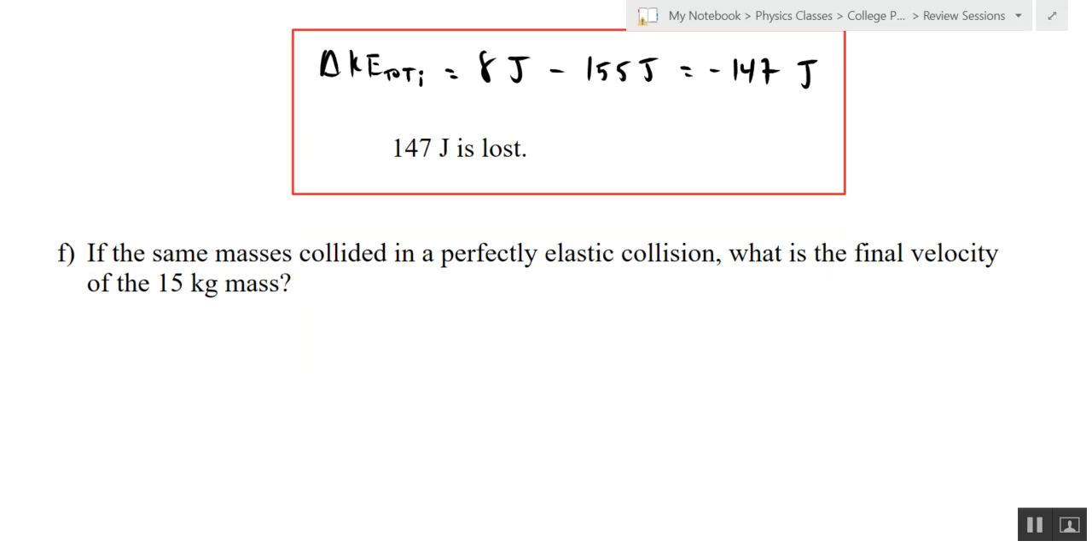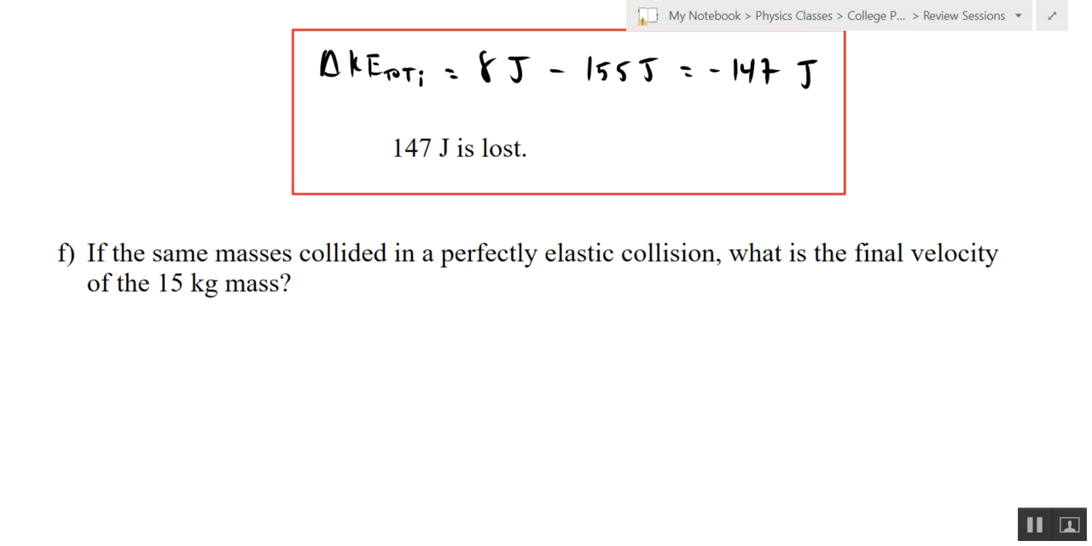All right, anyone have an answer for the 15 kilogram mass? I have 7 in my head. Okay.